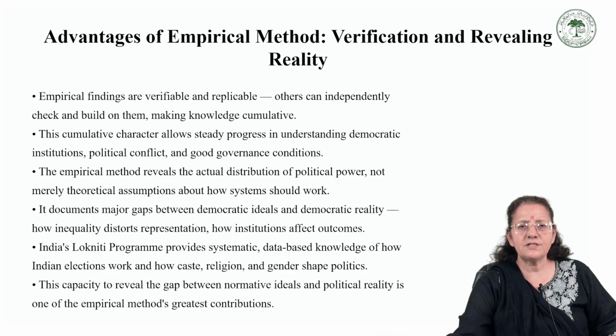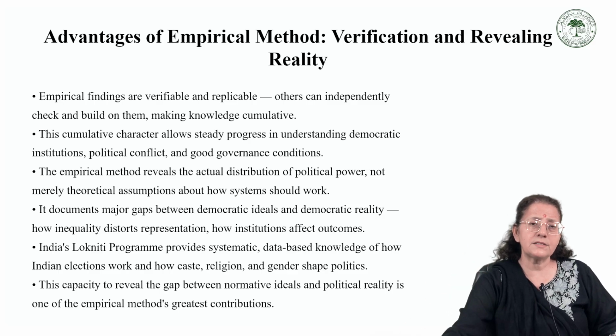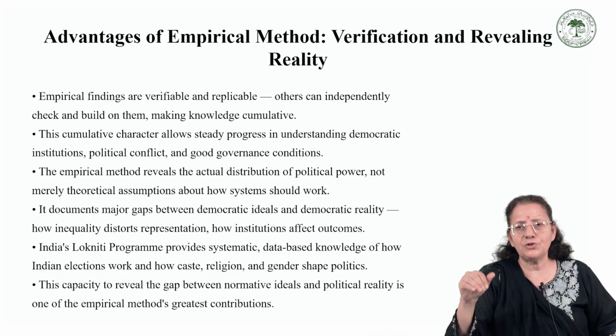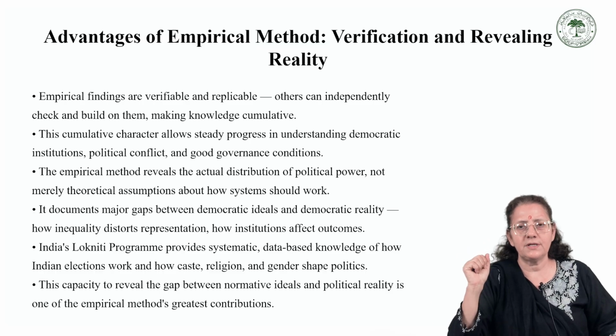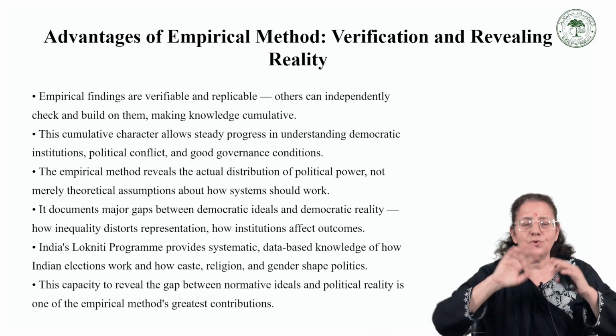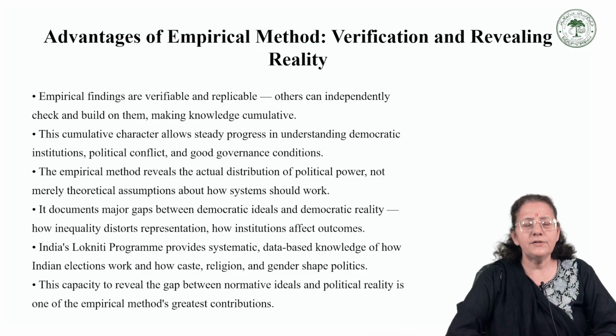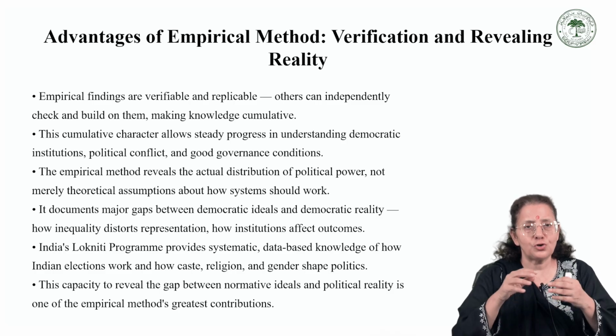The cumulative character is what allows political science to make steady progress in understanding how democratic institutions work, what causes political conflict, and what conditions support good governance. The sixth advantage is that the empirical method enables political science to study the actual distribution of political power and the real consequences of political arrangements rather than relying on theoretical assumptions about how political systems should work.